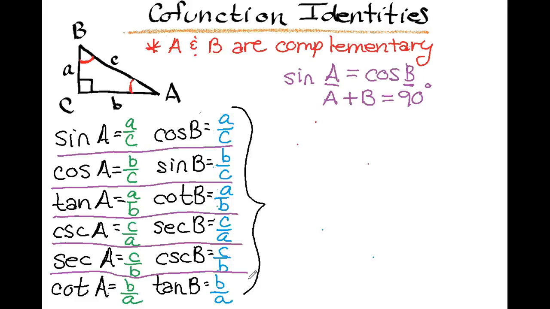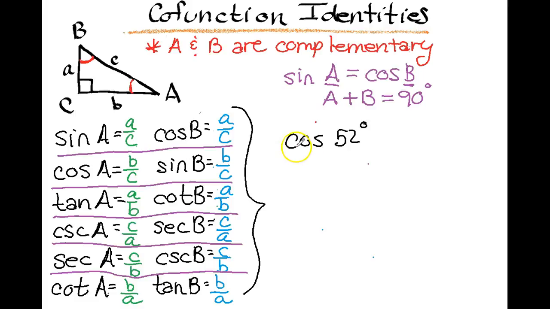Okay, these functions right here are the cofunction identities. In any right triangle, the sine of A is the same as the cosine of B, and they are considered cofunctions of each other. So these are things that you're going to need to memorize for your test. So let's go ahead and walk through two examples. I want to take the cosine of 52 degrees, and I want to write it in terms of its cofunction.